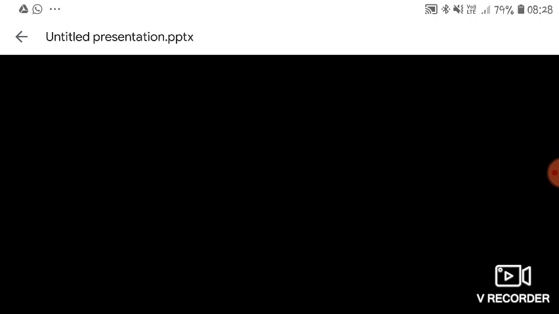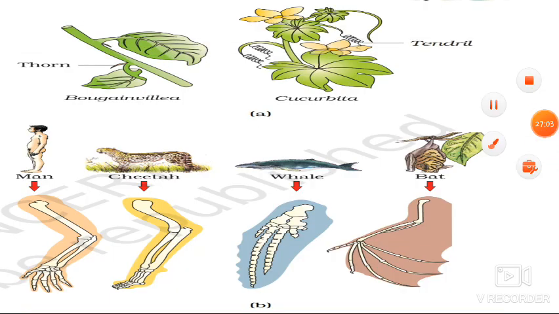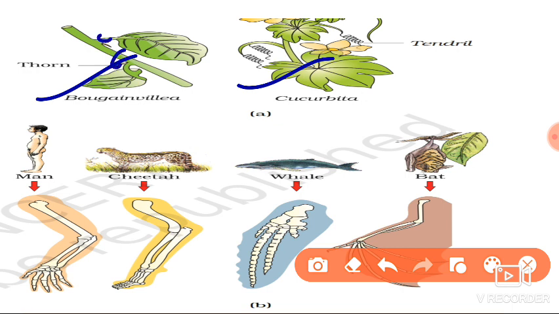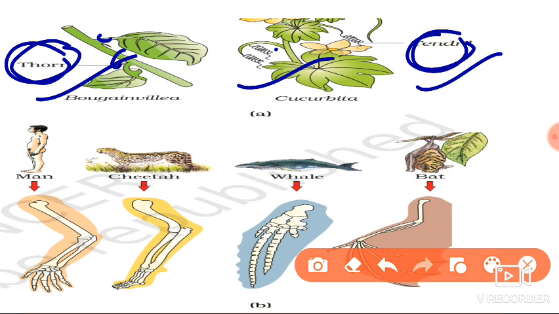Here the diagram is given as an example: the thorns of bougainvillea and the tendrils of cucurbita. The origin is the same, they originate from the same place, but the function is different. Thorns are mainly for protection, and tendrils mainly for climbing. They are all modified stems, but they perform different functions.